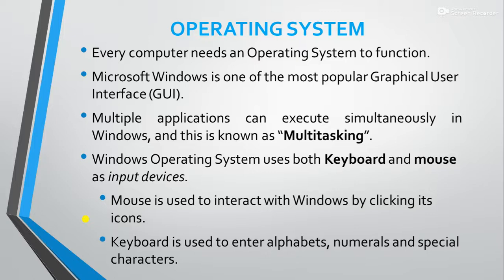Microsoft Windows is one of the most popular graphical user interfaces. Multiple applications that execute simultaneously in Windows is known as multitasking. Windows operating system uses both keyboard and mouse as input devices. Mouse is used to interact with Windows by clicking its icons. Keyboard is used to enter the alphabets, numerals, and special characters.